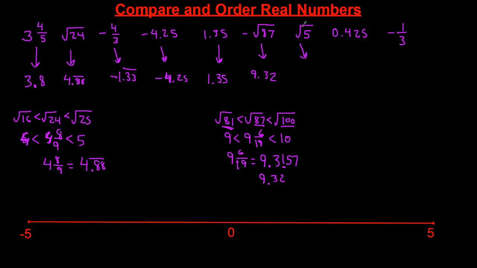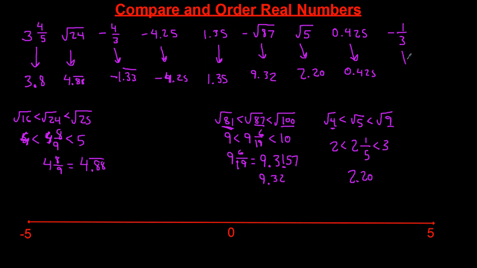So next we have radical 5. Once again, our square root method, square root of 5. That's between the square root of 4 and the square root of 9. So the square root of 4 is 2, and the square root of 9 is 3. Distance from 4 to 9 is 5. Distance from 4 to 5 is 1. So this is going to be 2.20. All right, this is just a decimal, 0.425, and then this is just negative 0.33.